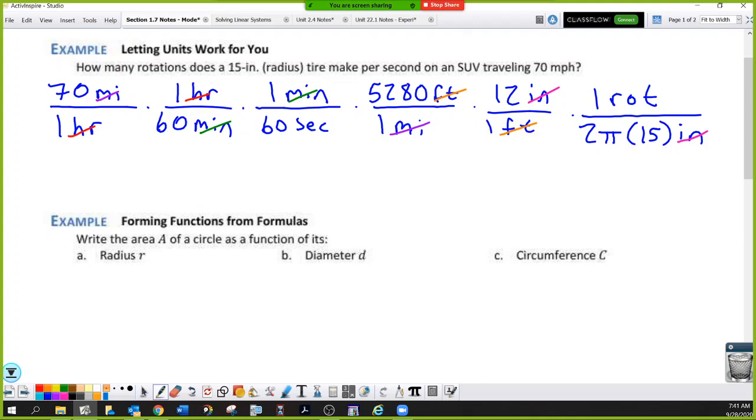You would grab a handy dandy calculator, because I am not trying to do that kind of math. Just make sure you're really careful about what's on top and what's on bottom with your multiplications and your divisions. You should get about 13.07 rotations per second.